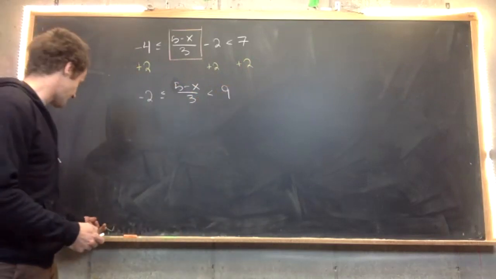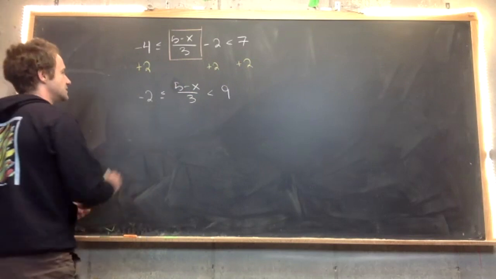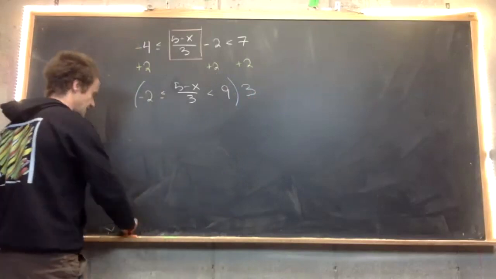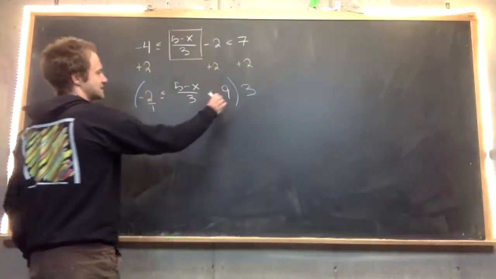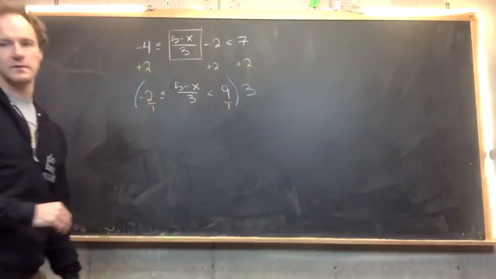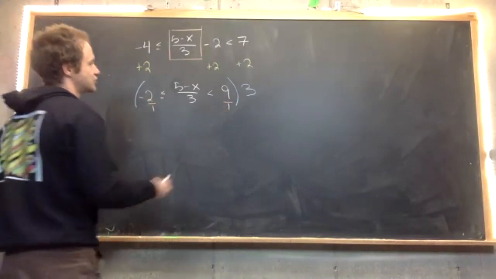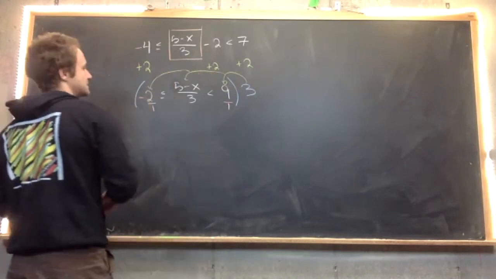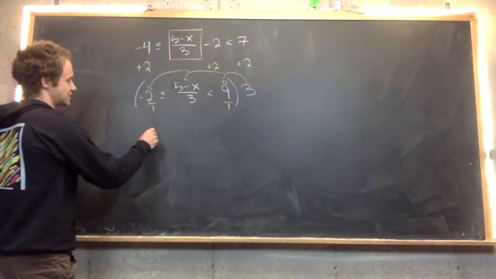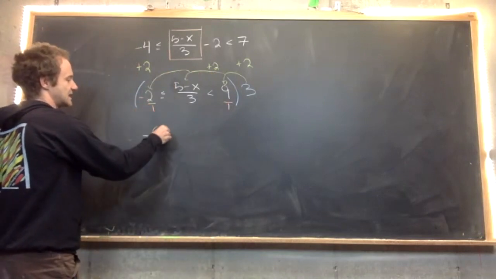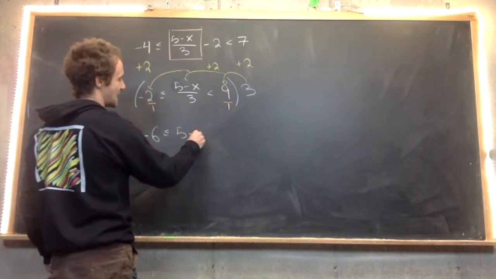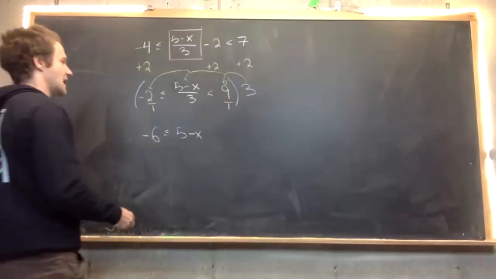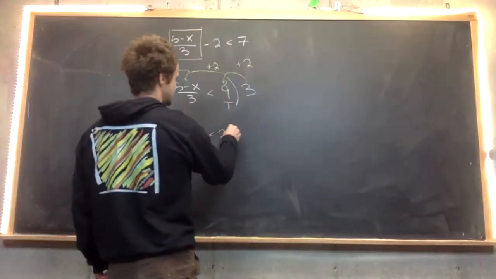Now we can clear the fractions, sort of like our favorite thing to do. So multiply the whole thing by 3, keeping in mind that we're thinking about this as 2 over 1 and 9 over 1. So distributing this 3 through onto all of these, on the extreme left we'll have -6 less than or equal to 5 minus x. The 3 in the numerator cancels the 3 in the denominator, and then less than 27.